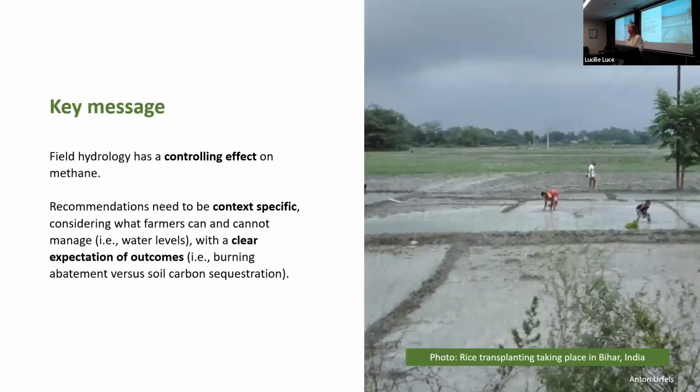So the key message is that field hydrology has a controlling effect on methane in particular, and that when we're guiding farmers towards pathways, we need to be very context specific and perhaps understand the landscape, place carbon in the drier environments, and just be very clear about the expected outcomes.